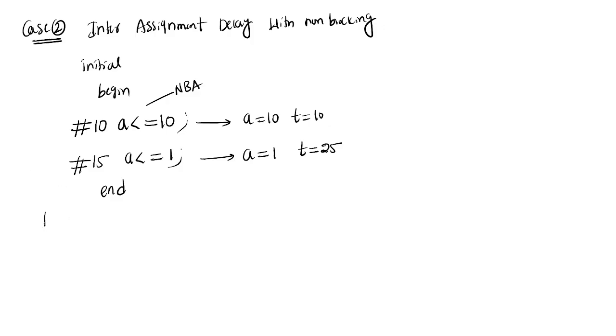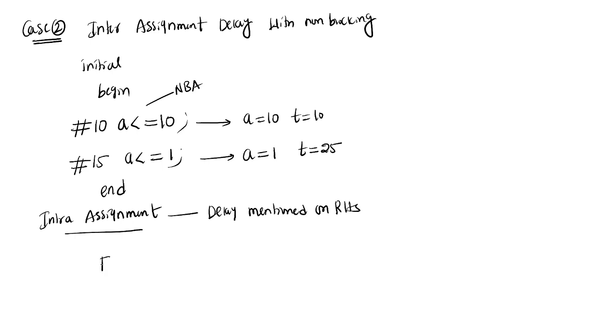Intra assignment delay means we are representing the delay on the RHS. The delay is mentioned on the RHS. Okay, example: A equal to hash 5 1. So this is intra assignment delay.